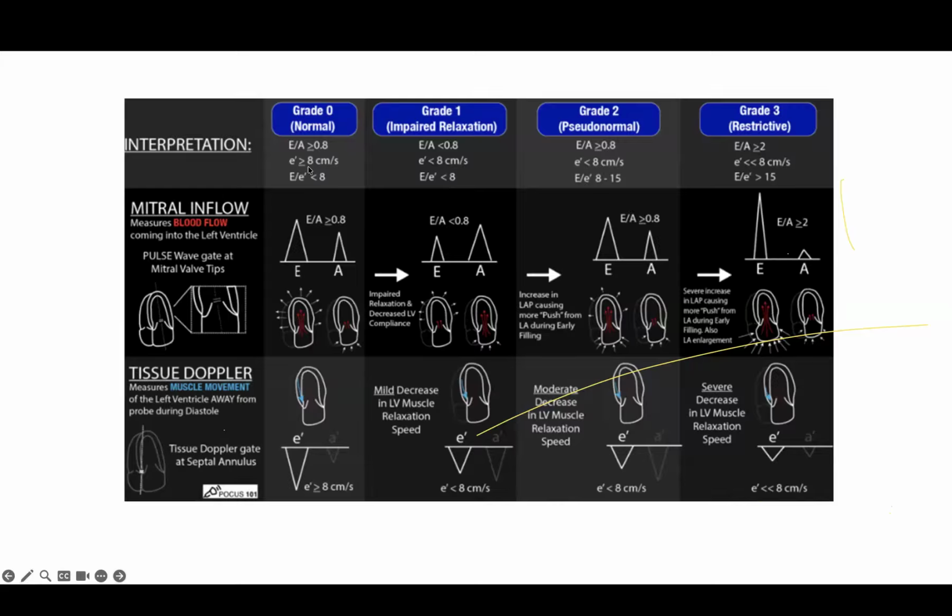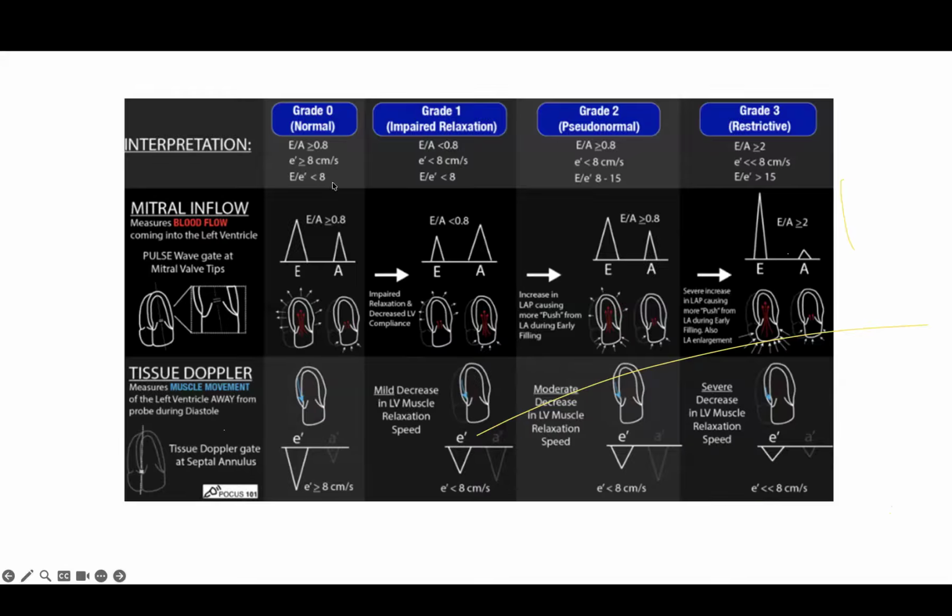Now, how the E prime is calculated is based on the tissue Doppler. The tissue Doppler gate is placed at the septal annulus. You will get a negative deflection that will be calculated. The first negative deflection will be your E prime. In normal situations, the E prime is more than 8 centimeters per second, and the E by E prime is less than 8.